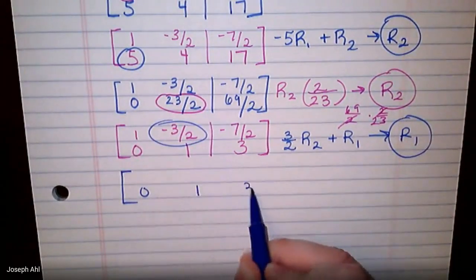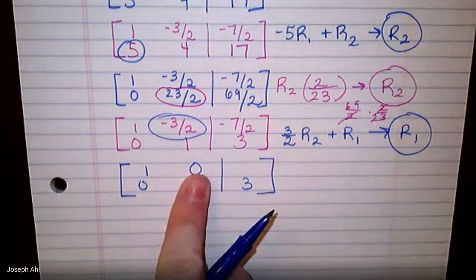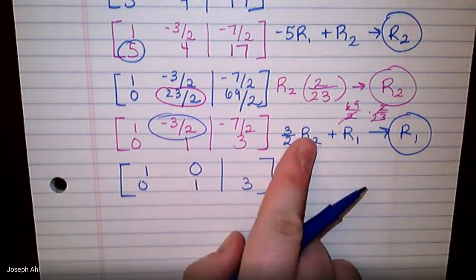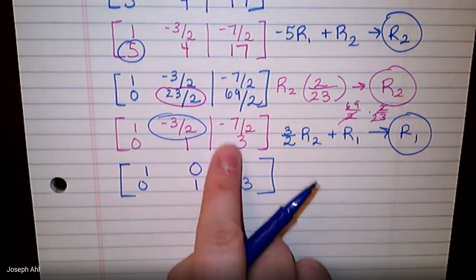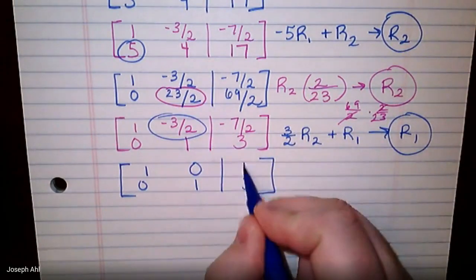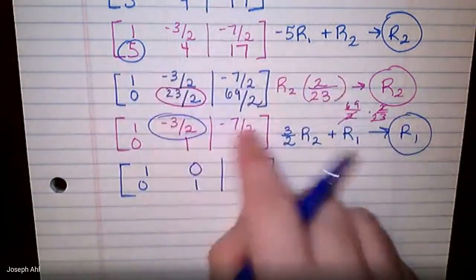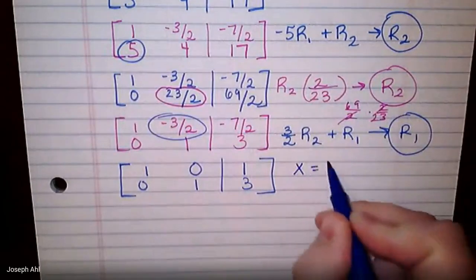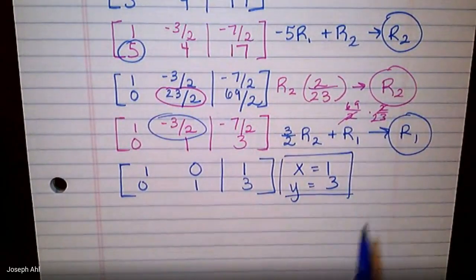Okay. So row 2, not changing this time. Row 1 definitely is going to be 1, 0 up here. Last step, 3 halves times 3 is 9 halves. 9 plus -7 is 2/2, better known as 1. So even though we have these scary fractions all the way in the mix, it's actually a pretty nice solution in the end of x equals 1 and y equals 3.